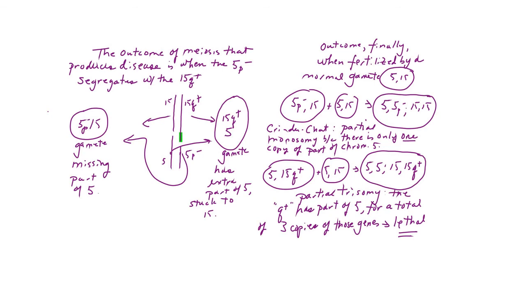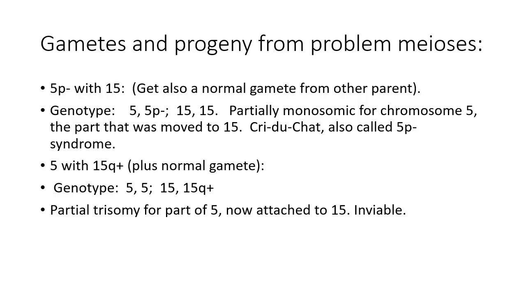Okay, so a summary of this. 5p minus segregates with 15, and you're going to get a Cri-du-chat syndrome child. And the 5 with the 15q plus is an inviable situation.